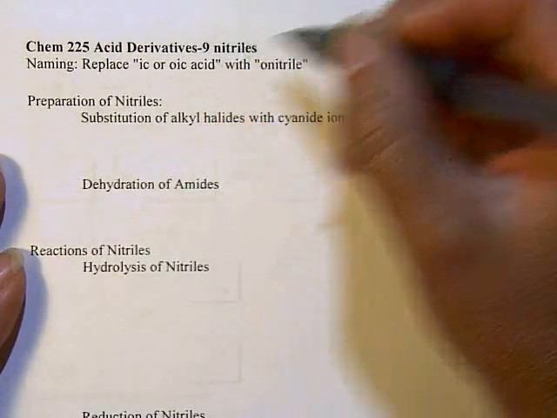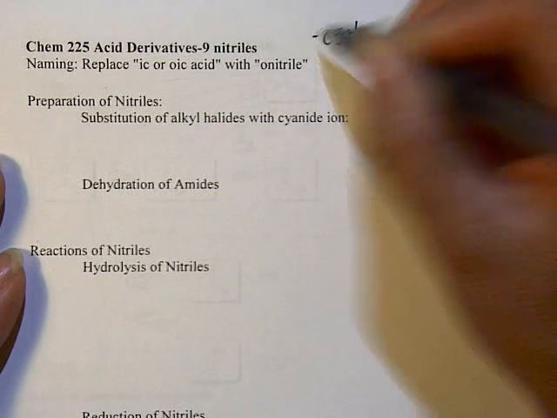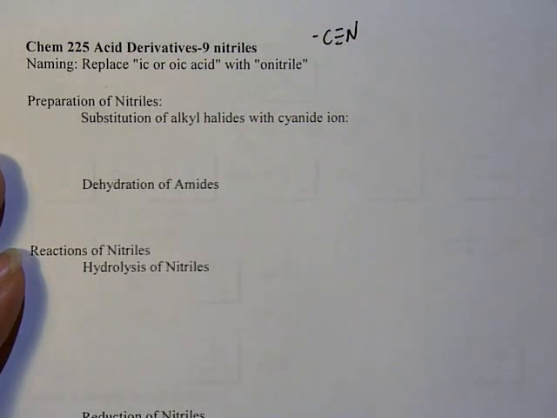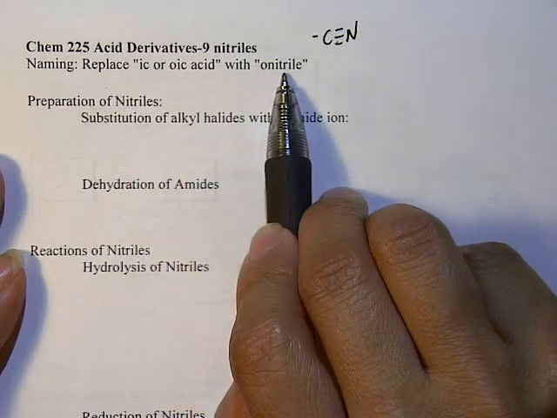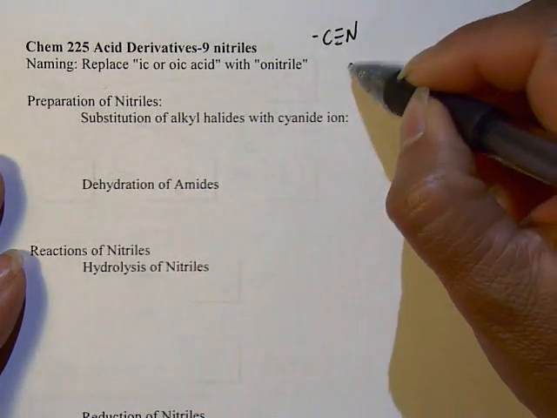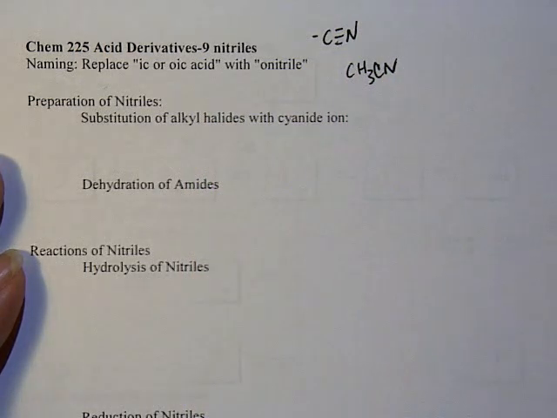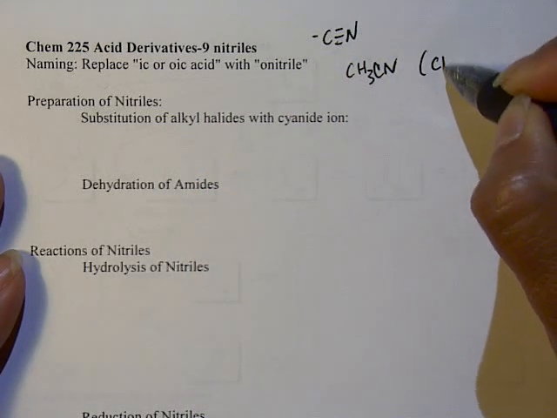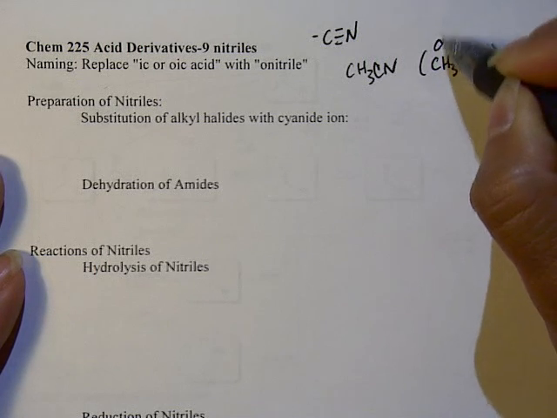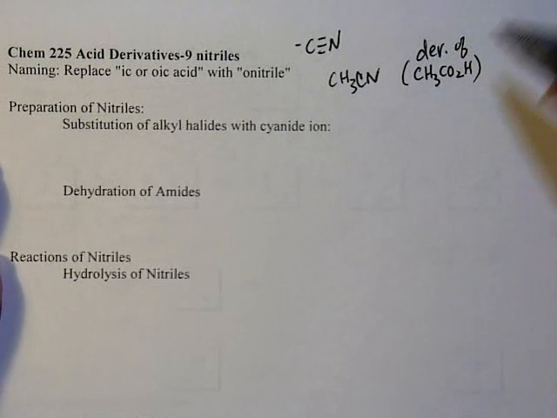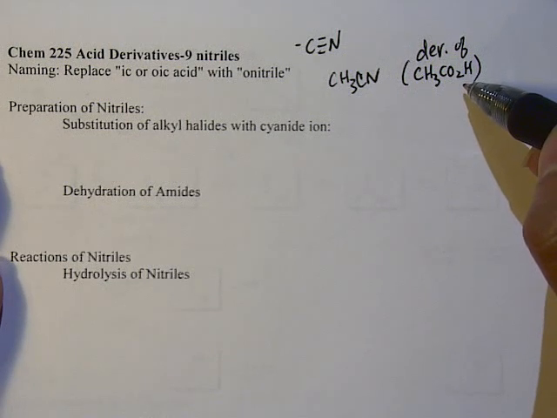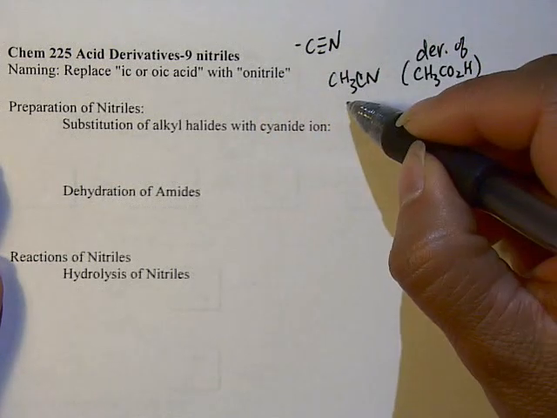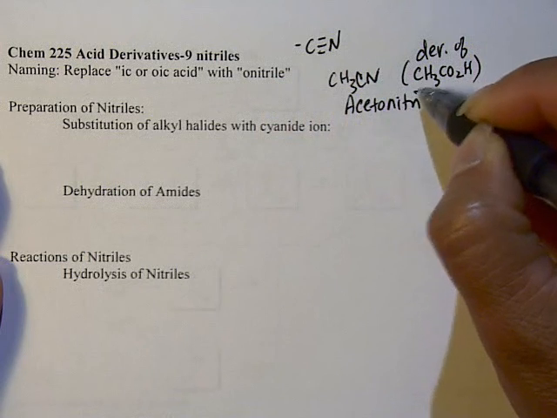So the nitriles are the ones with a C triple bond N group attached to a group, and the way you would name these is that you would replace the ic or the oic acid with O-nitrile. For example, if you have CH3CN, then this would be the derivative of CH3CO2H. This is called acetic acid, that's the common name, or ethanoic acid. So you would drop the ic acid and replace it with O-nitrile, so it would be acetonitrile.